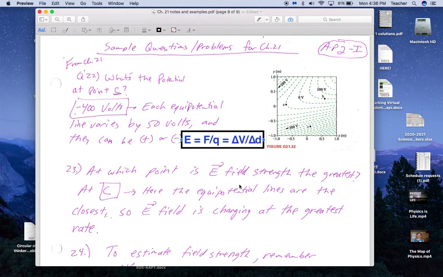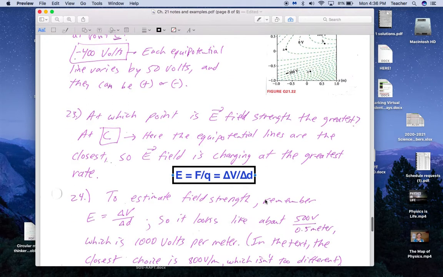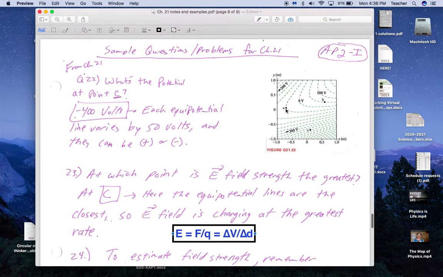When you're thinking about electric field strength being the strongest, we're looking where these lines are closest together. Why? Because each line is a change of 50 volts, so if they're closer together, you'd have a stronger electric field. Interestingly enough, lines of electric force or electric field are always perpendicular to these isolines. So between A, B, C, and D, here they're very far apart, here they're pretty far apart, here they're very close. I don't even see a point D, so it's got to be point C where the field is the strongest.